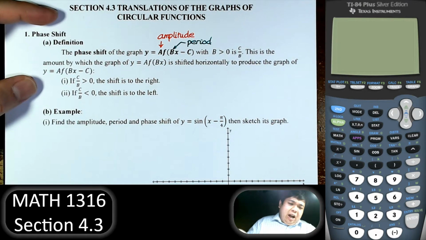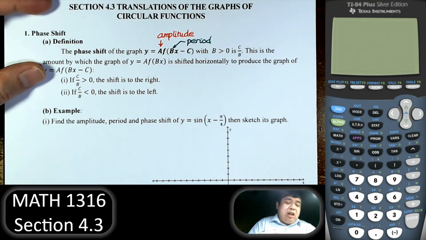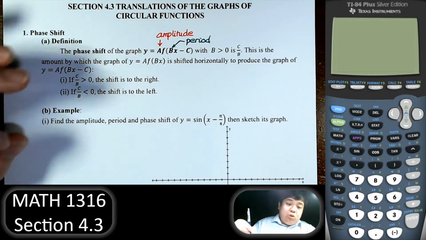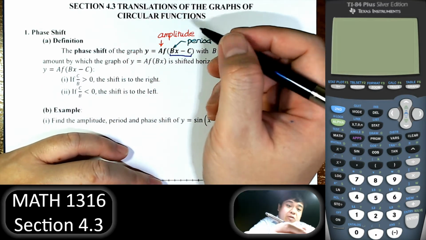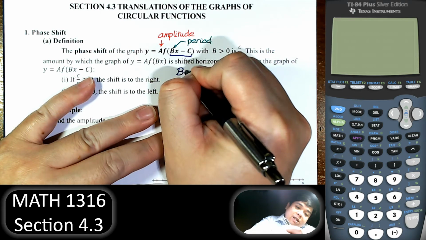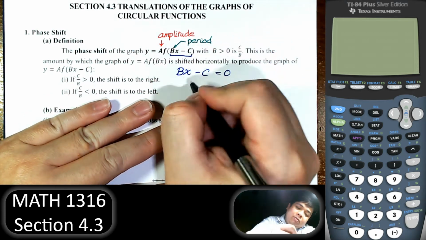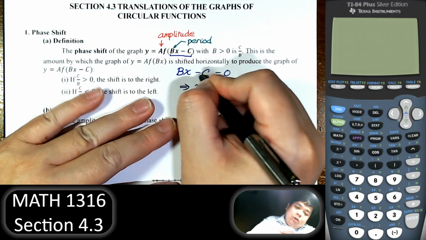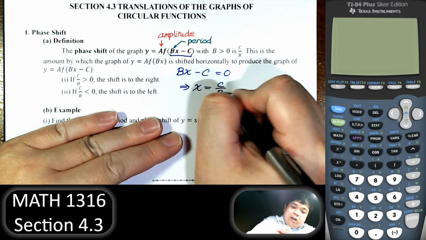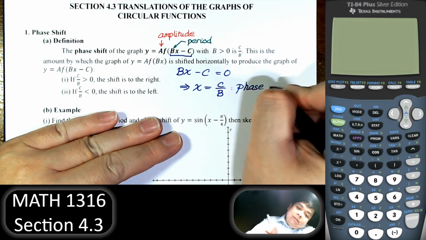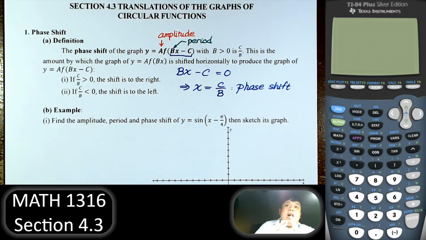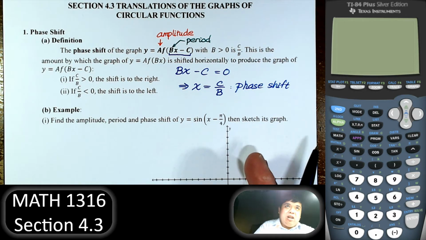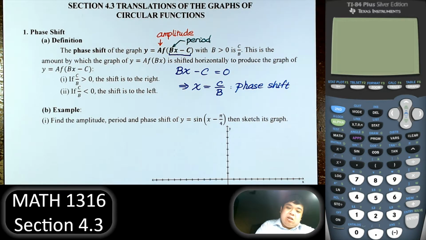Now the phase shift. This is how we determine the phase shift. Actually, it will be a lot easier to just do this: to find the phase shift, we let this equal 0 and solve for x, and that is the phase shift. So bx minus c equals 0, so x is equal to c over b, and that is the phase shift. A period conveniently starts at the phase shift. If it's positive, it's to the right on the x-axis. If it's negative, it starts on the left.